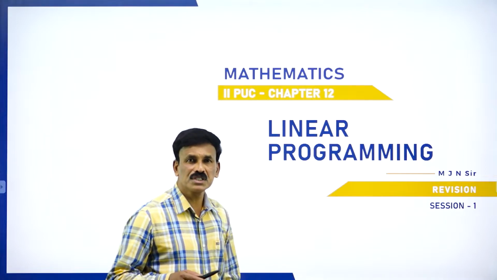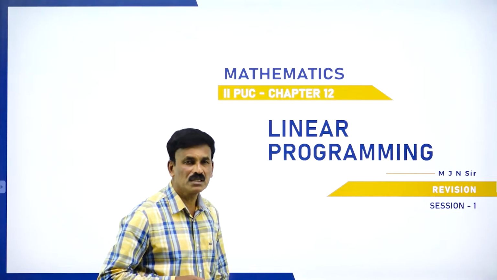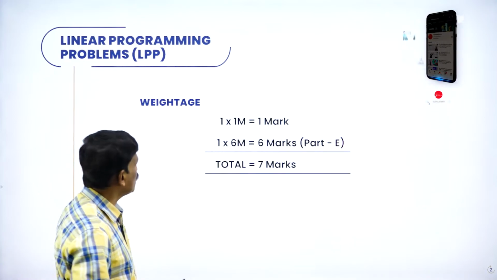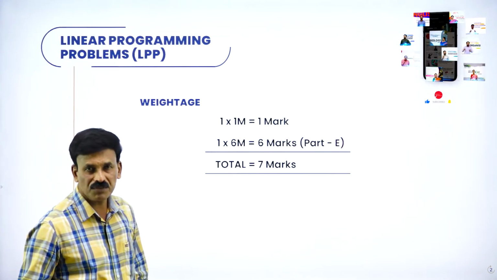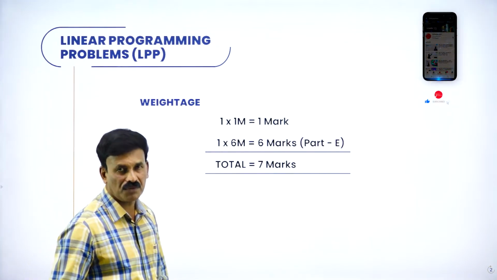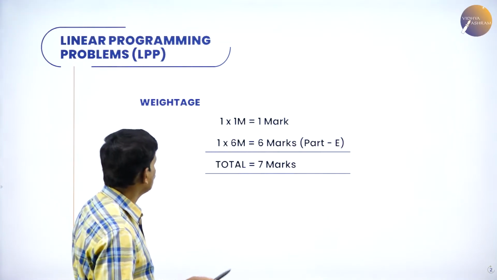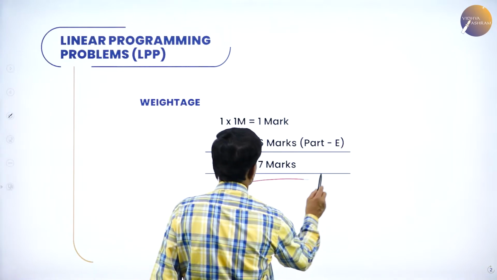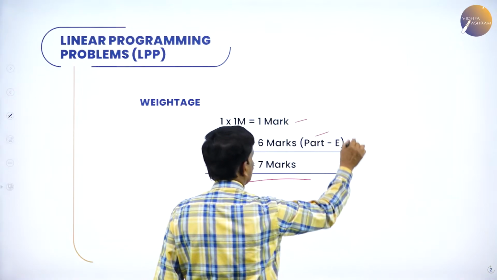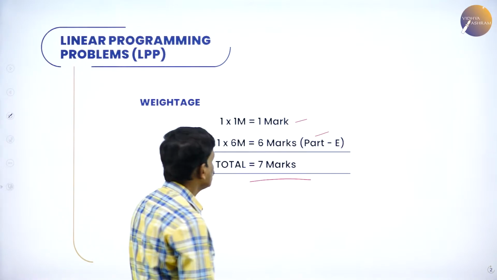Today in this session I am going to discuss a very important and easy chapter, linear programming. What is the weightage you are going to get? For the examination, you will get one 1 mark question, usually a definition type problem, and one 6 marks question, solving a problem using the graphical method. So these two questions you may expect, totally 7 marks. Very important. The 1 mark is in part A and the 6 marks is in part E, a compulsory question. Now let us know a few definitions regarding this.